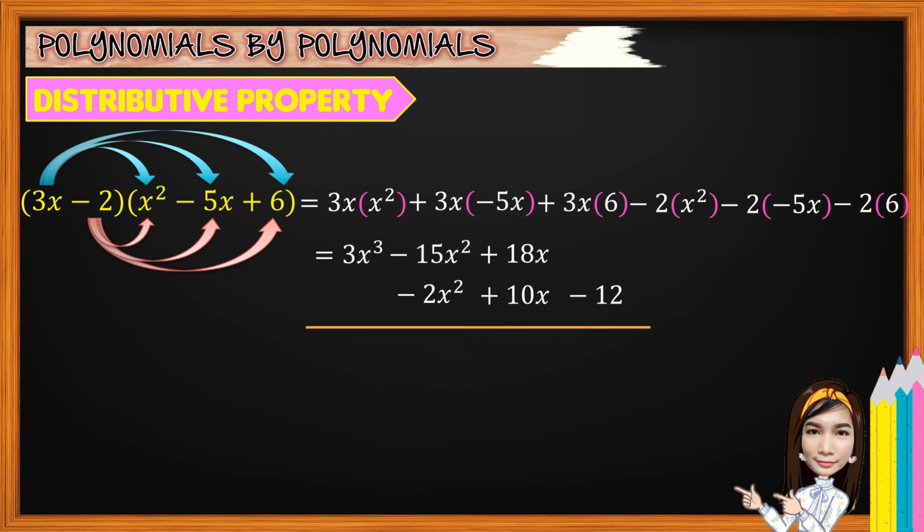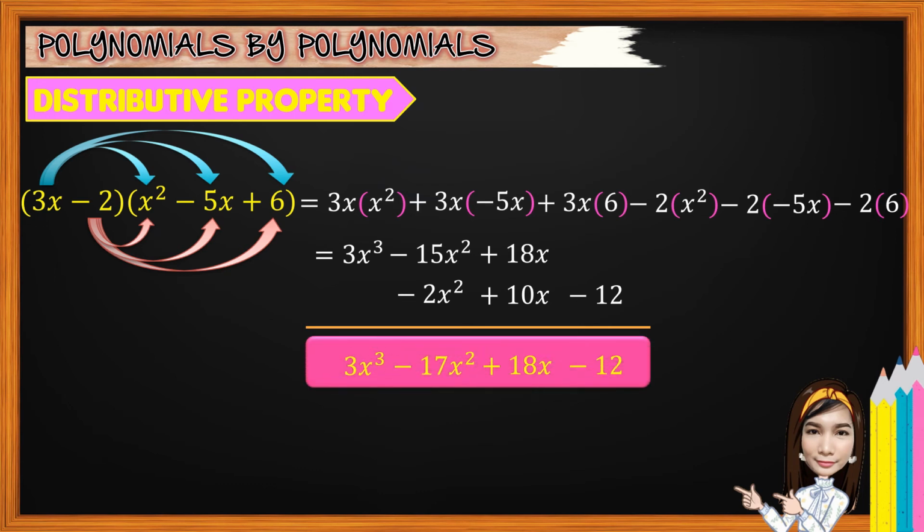Then proceed on addition. So bring down 3x cubed, then add negative 15x squared plus negative 2x squared. We add the numerical coefficient, then copy the literal coefficient x squared. So we obtain negative 17x squared. Then add 18x plus 10x, that is equal to positive 28x. Then bring down negative 12. So we have the product 3x cubed minus 17x squared plus 18x minus 12.